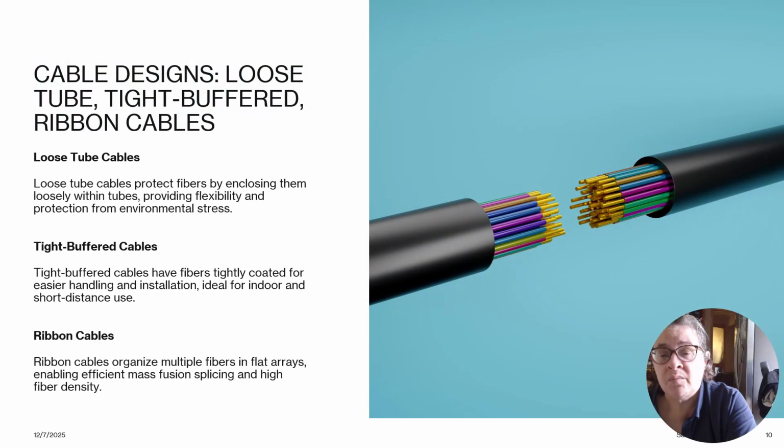Loose tube cables protect fibres by enclosing them loosely in tubes. Tight buffered cables have fibres tightly coated for easy handling, and ribbon cables organise multiple fibres in flat arrays for mass fusion splicing.